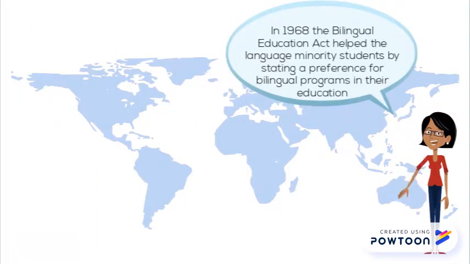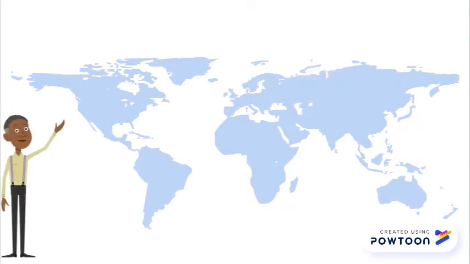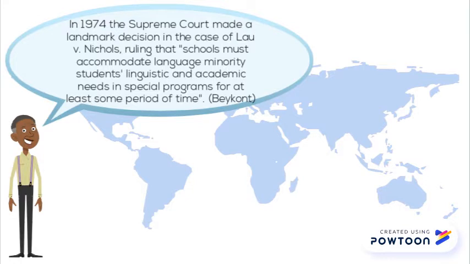In 1968, the Bilingual Education Act helped the language minority students by stating a preference for bilingual programs in their education. In 1974, the Supreme Court made a landmark decision in the case of Lau v. Nichols, ruling that schools must accommodate language minority students' linguistic and academic needs in special programs for at least some period of time.